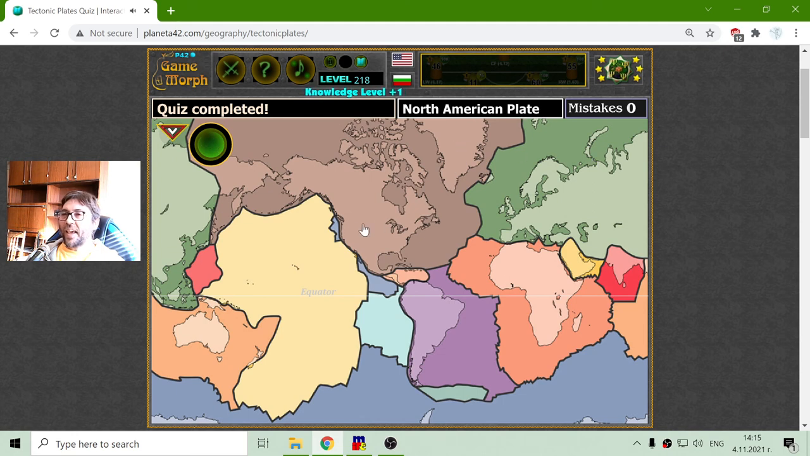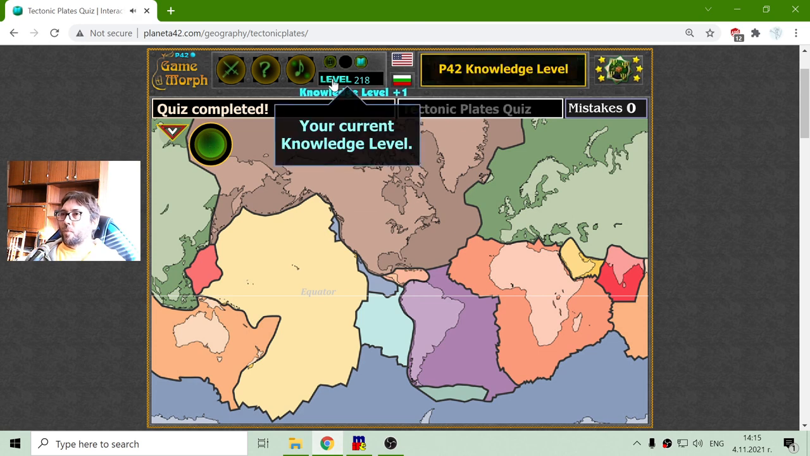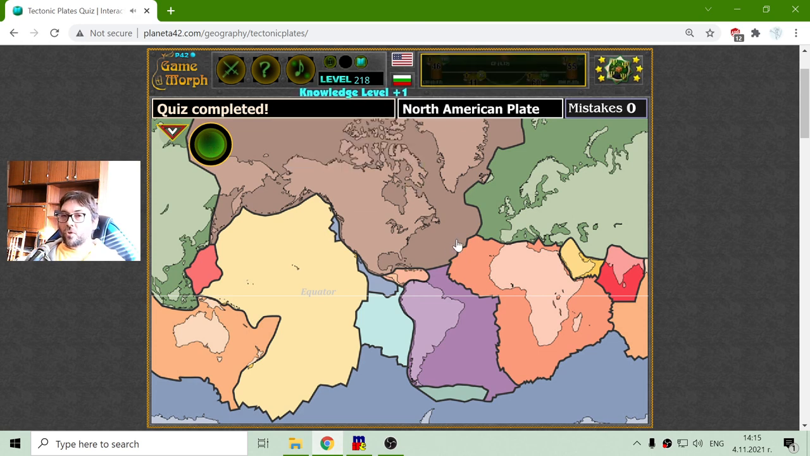Alright, these again are the major tectonic plates of the Earth's crust. Zero mistakes, so I got my A. Also my knowledge level, and this is the knowledge dosage for today.